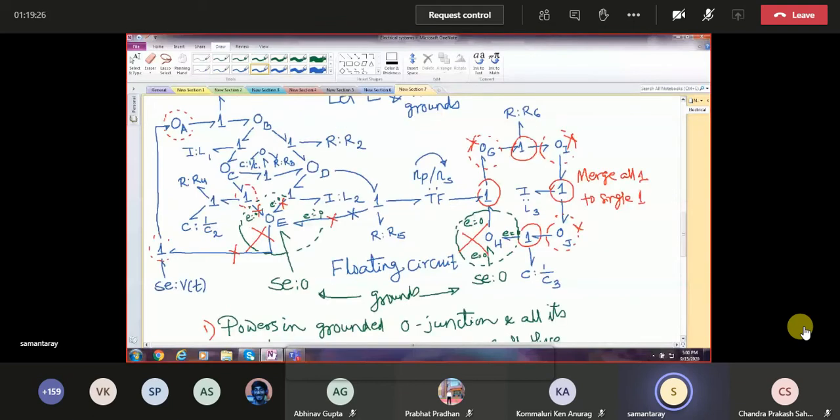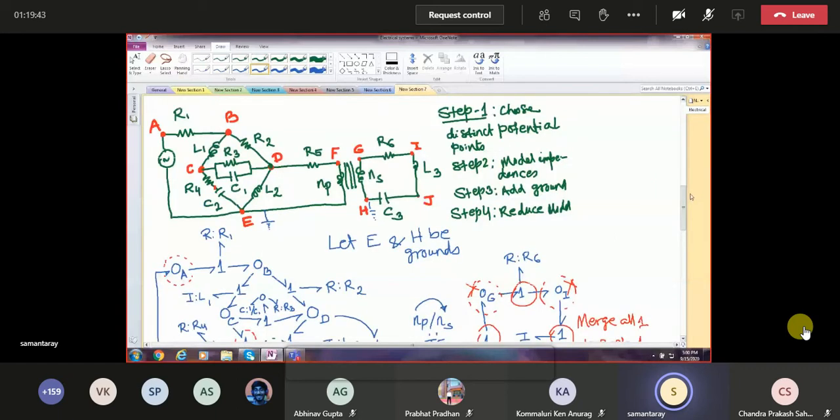Now all these 1 junctions are merged. 0 junctions have been removed because of two bonds. All 1 junctions have been merged. So you have one ICR, a straight LCR circuit in series. That's what originally it was. So we have one ICR.